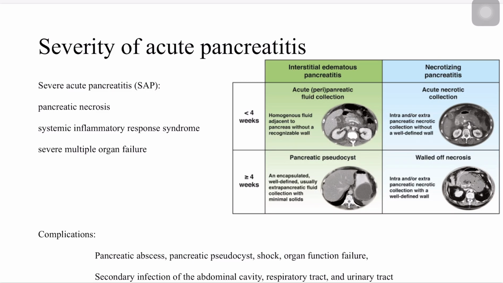Okay, and in severe acute pancreatitis, or SAP, usually we can see pancreatic necrosis, or it can cause systemic inflammatory response syndrome, SIRS, and sometimes severe multiple organ failure can happen because of the systemic inflammation, and also infection can happen. Complications include pancreatic abscess, as I mentioned, pancreatic pseudocyst, shock, organ failure, or secondary infection, as I mentioned, in the abdominal cavity, respiratory tract, and urinary tract.